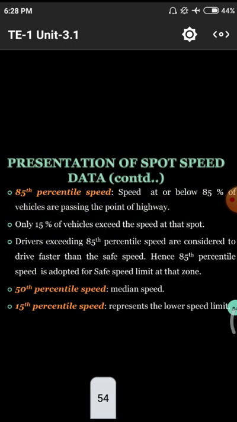Next is the presentation of spot speed data. That means previously we have done different kinds of experiments to note down the particular data regarding these speed studies, which were noted in the field itself. But we need to represent the data to the higher officials. Normally, employed persons simply note the data whatever they are observing and they are having.